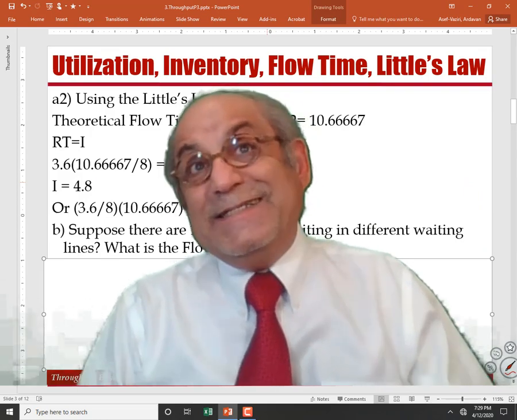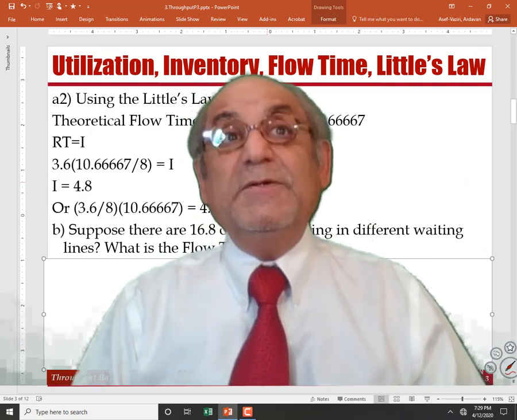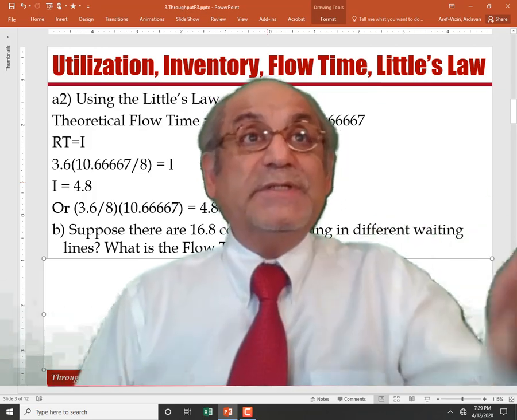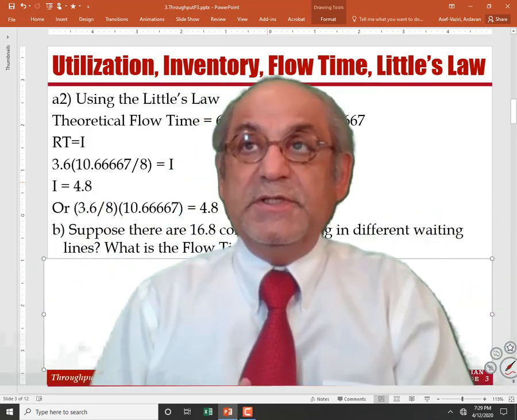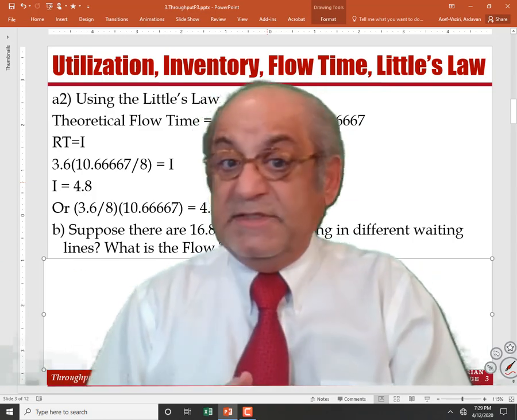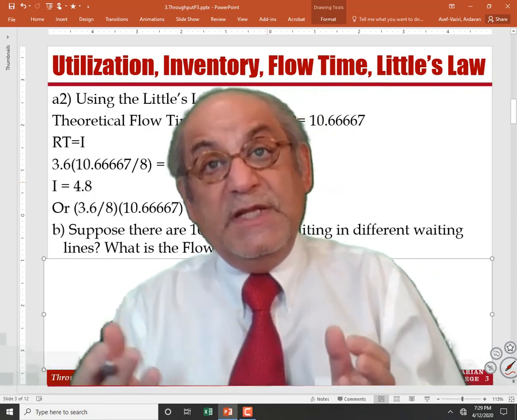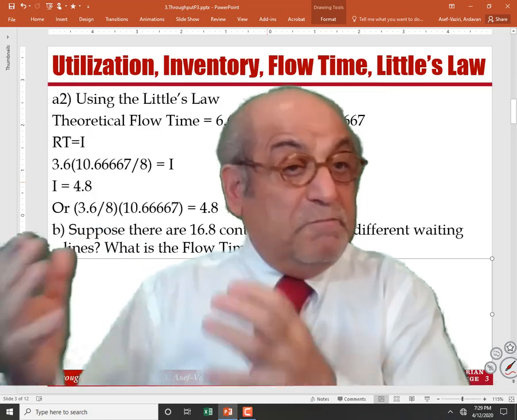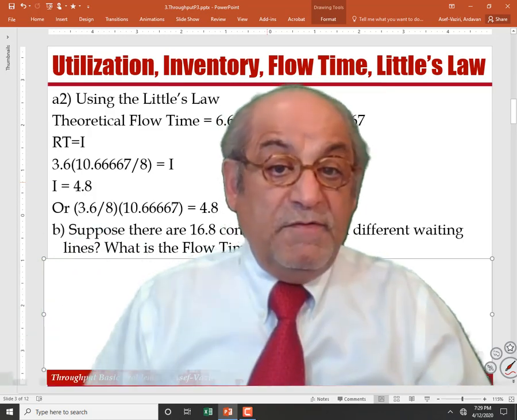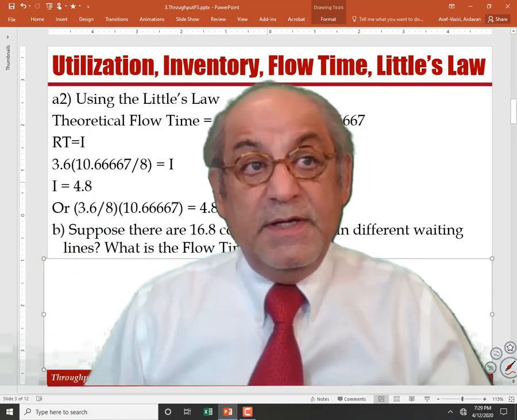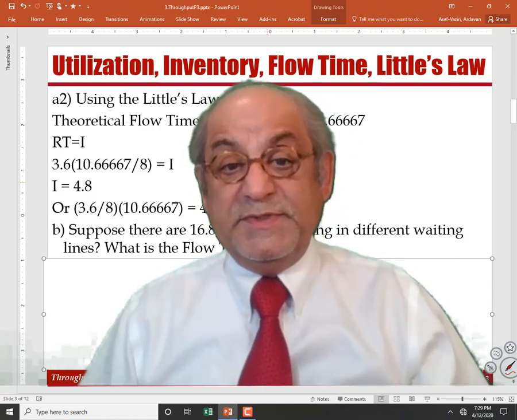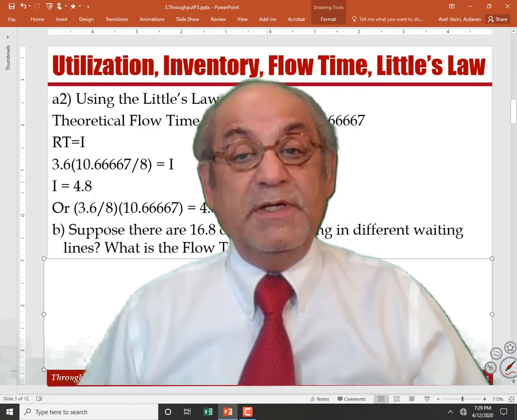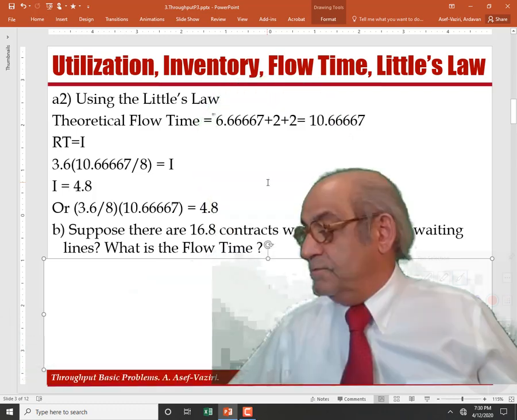Suppose there are 16.8 flow units also inside the waiting lines, in front of station 1, station 2, station 3, or even after station 3. These are inventory applicants, flow units in the waiting lines in different stages of this process. 16.8. Compute the flow time.